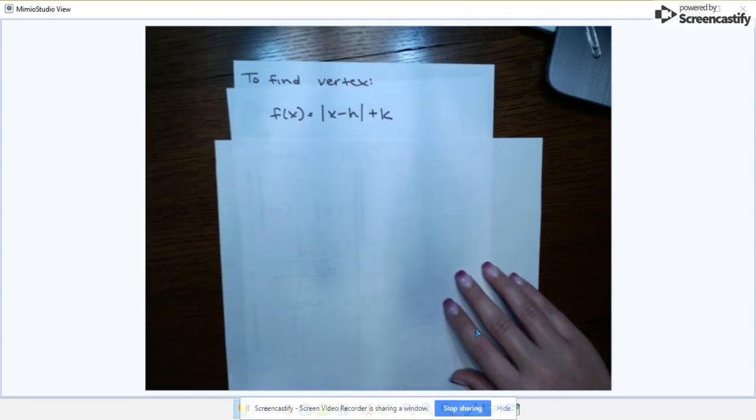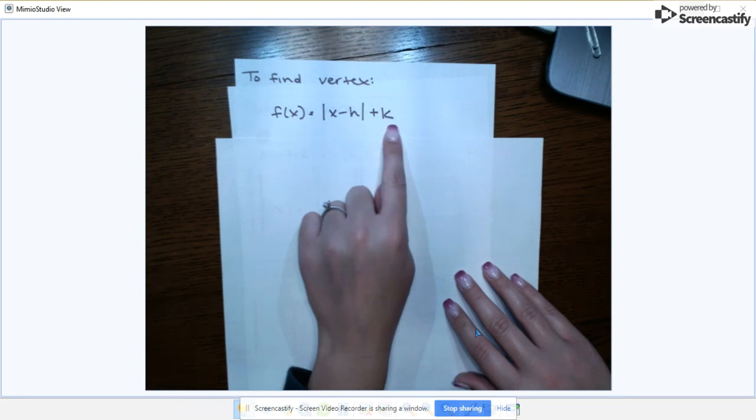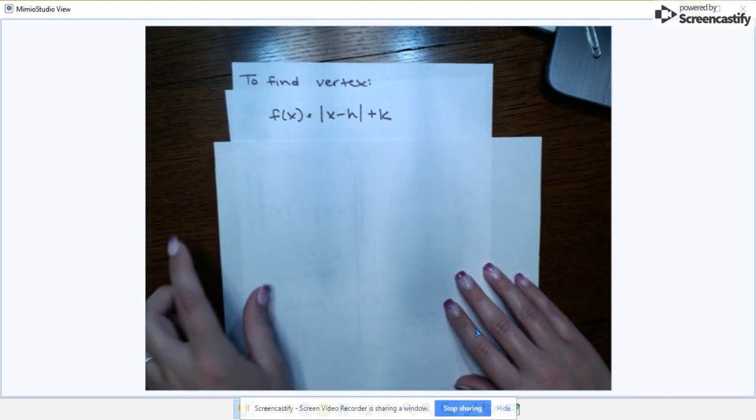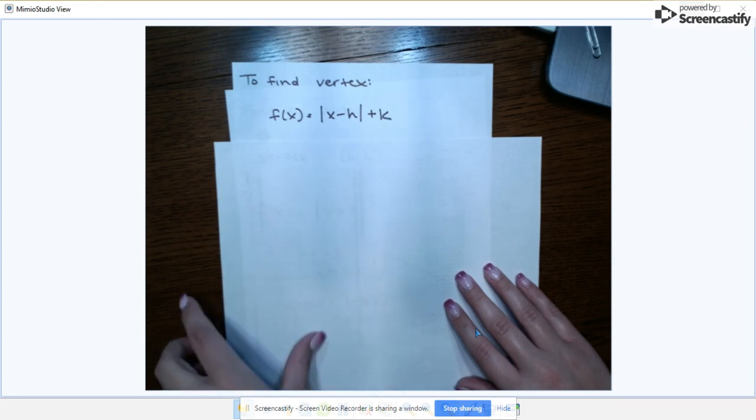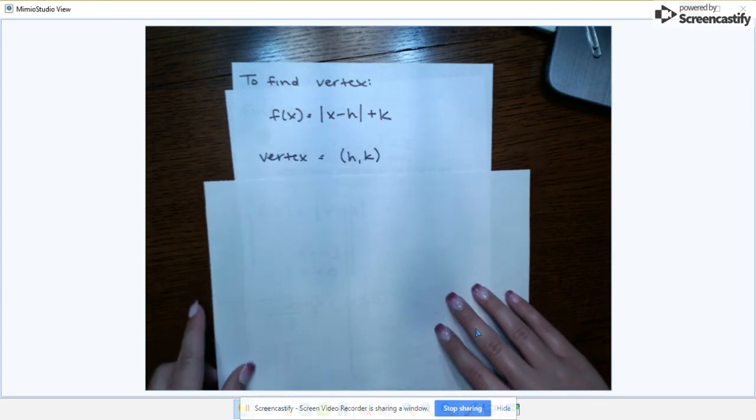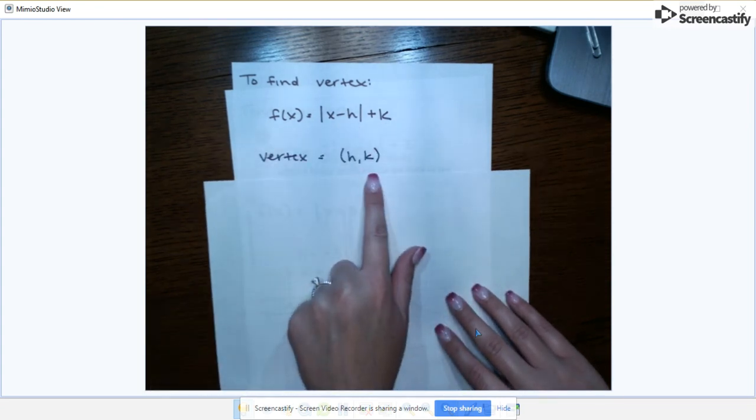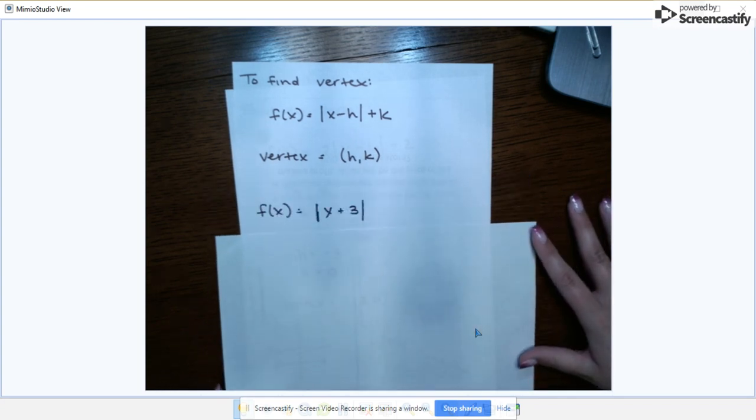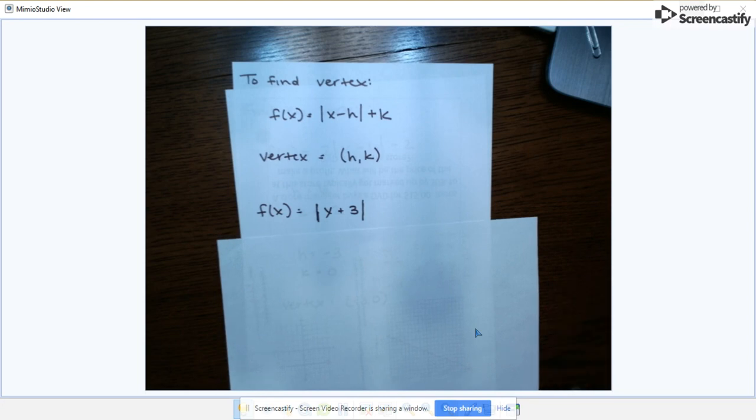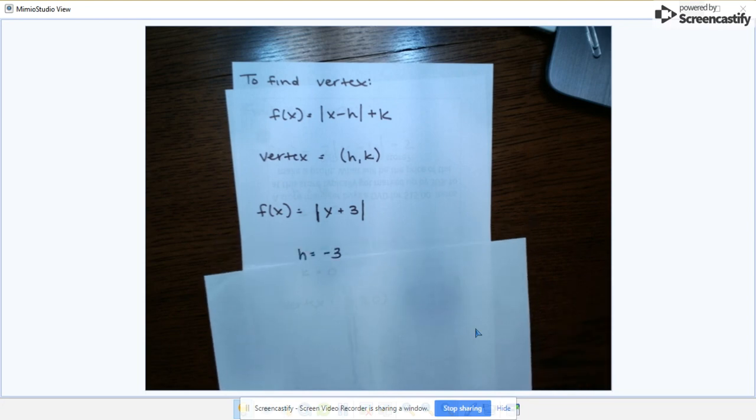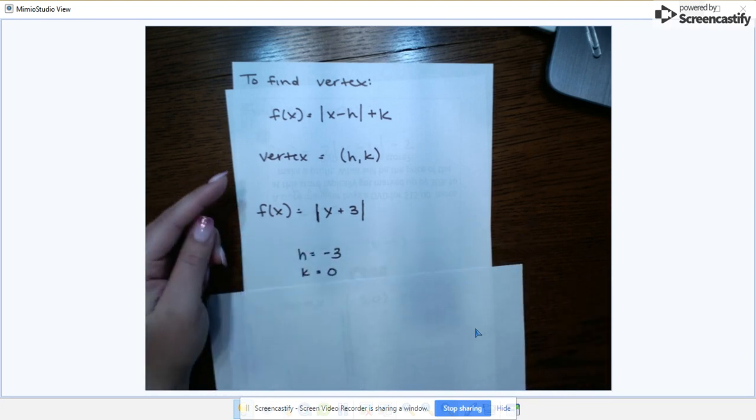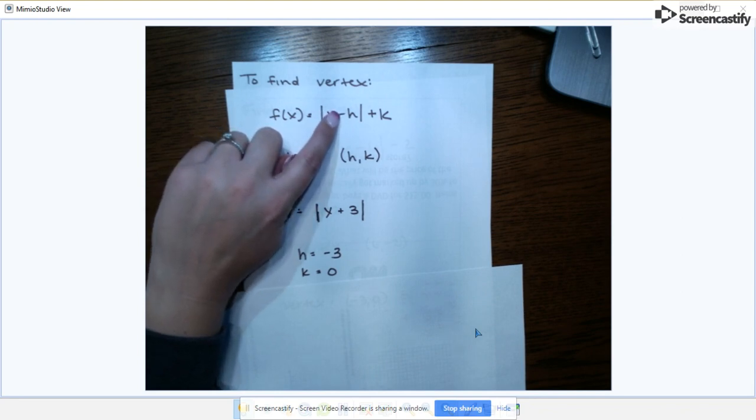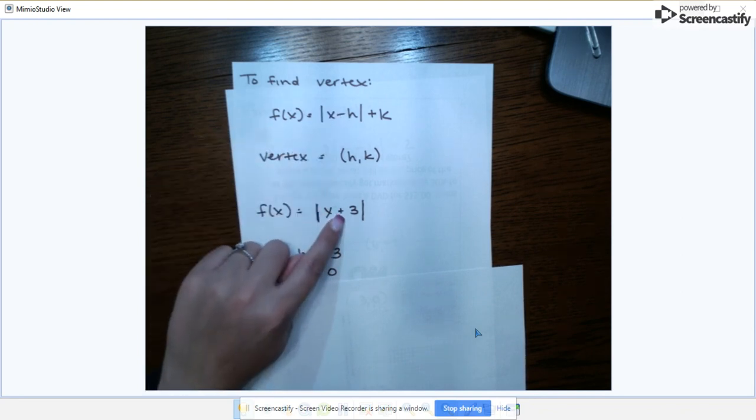Okay, so to find that vertex, we are always given an equation that looks something like that. The vertex will always come from H and K. The H value is our x coordinate, and K is our y coordinate. So if we look at this last example that we just graphed, my H value here is -3, because notice in this general form, that was a minus, and in our example, it changed to a plus.